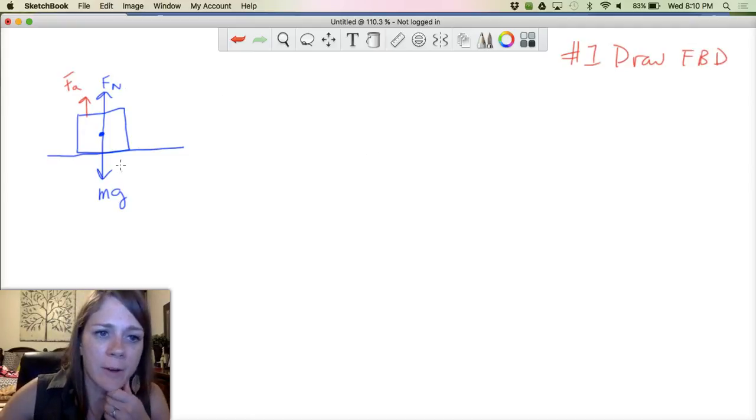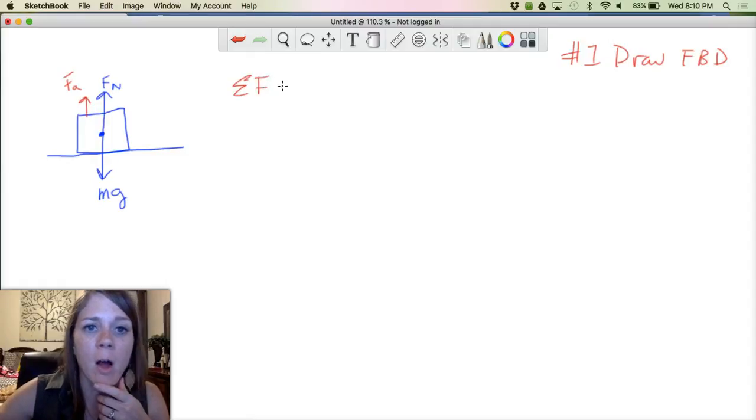The free body diagram I've already drawn here. I have a normal force pushing up, I have the weight force pulling down, and then I have an applied force. Now, when I sum up the forces, I use Newton's second law. The sum of the forces equals mass times the acceleration of that object. I simply look at my arrows and I add up the ones that are in the same direction and I subtract the ones that are in the opposite direction.